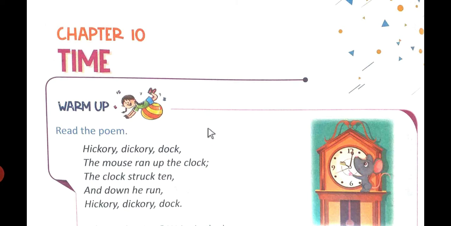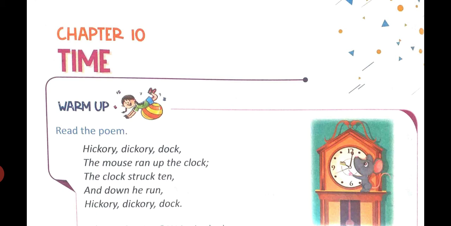Today we will start a new chapter, chapter number 10, Time. I, Bhavna Joshua, will take your class today. Before we start, I want you to open your book and see the explanation of the chapter. Before teaching this chapter, I have taught you the chapter Measurement.